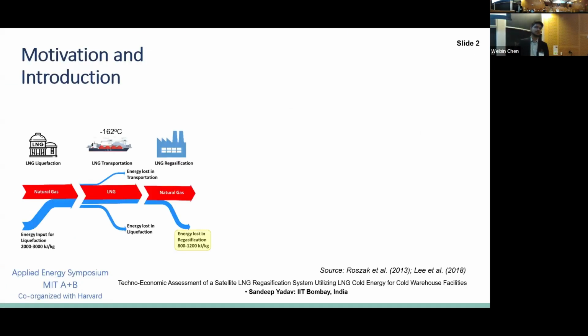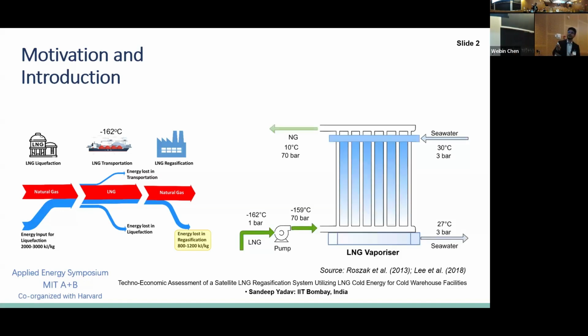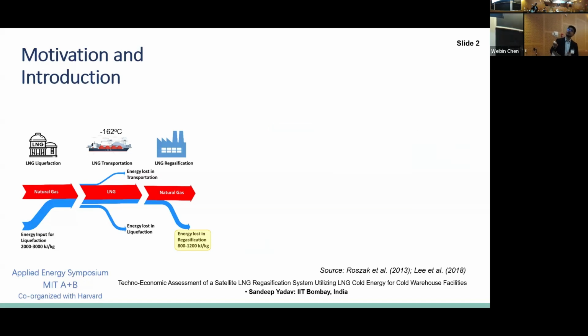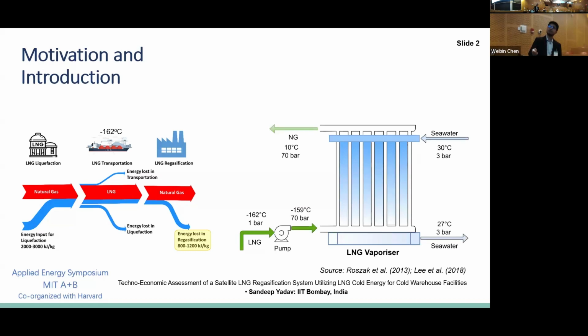The motivation for this work is that LNG is the most economical way for the overseas transportation of natural gas. But what happens when we liquefy that natural gas? A lot of the energy that we supply is stored as thermal energy, because LNG is liquefied at minus 162 degrees Celsius, and it is stored and transported at the same temperature. When it is utilized for end consumer use, it needs to be regasified. When it is regasified, that energy stored in the thermal form, we call it cold energy. It usually gets wasted.